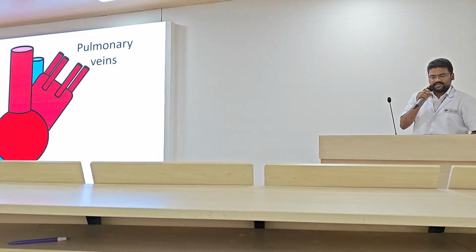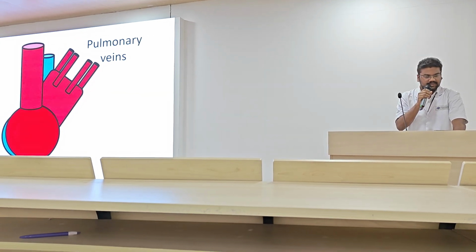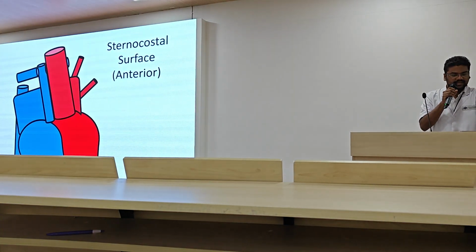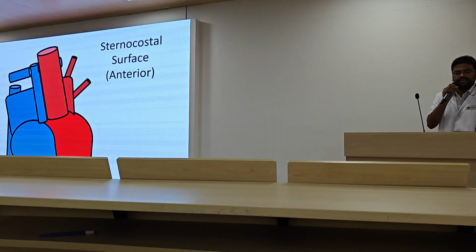Oxygenated blood, the fresh form of blood, is coming inside our heart. So we need to make sure no delays happen, right? So let's give extra accommodation of four veins over here. So just two veins on this side, and now we have pulmonary veins. Let me now bring this back to the front view. So this is how it looks so far. And this is the sternocostal surface or the anterior surface.